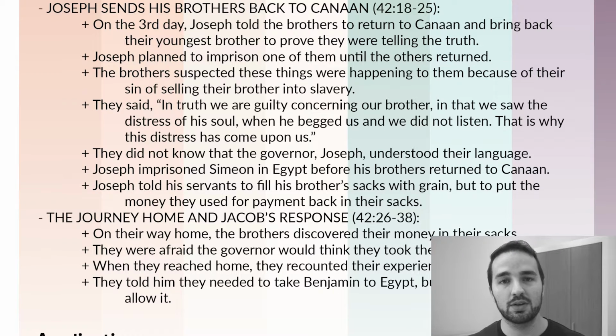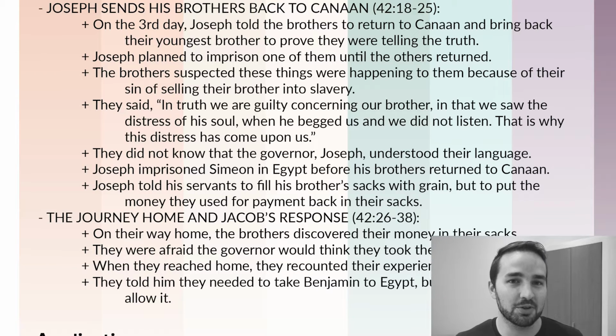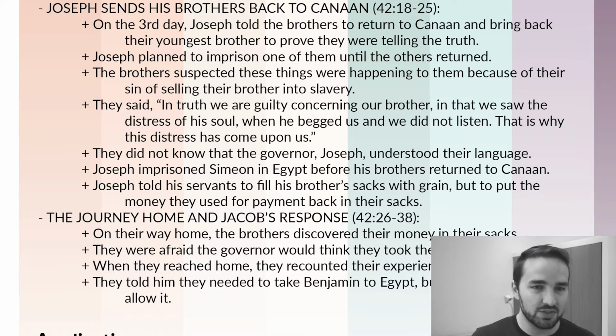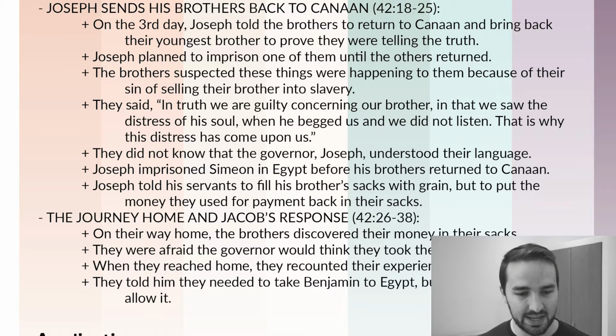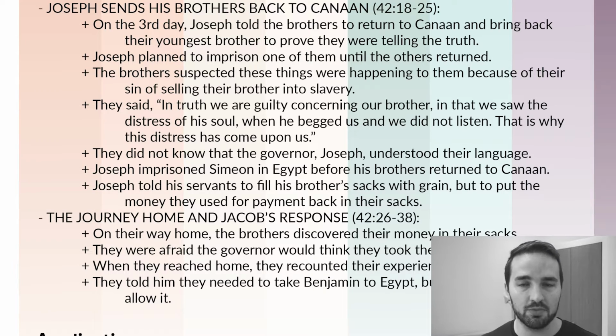So as they were discussing this, they didn't know that Joseph could understand their language because he was using an interpreter between them, right? But obviously he spoke the same language that they did because he had grown up with them. So he understood what they were saying. Joseph decided that he was going to imprison Simeon and he was going to let the others go back to Canaan. Before he let them go back, Joseph told his servant to fill their bags, their sacks full of grain. That's what they had come for. But to put the money that they had used to pay for that grain back into their sacks.